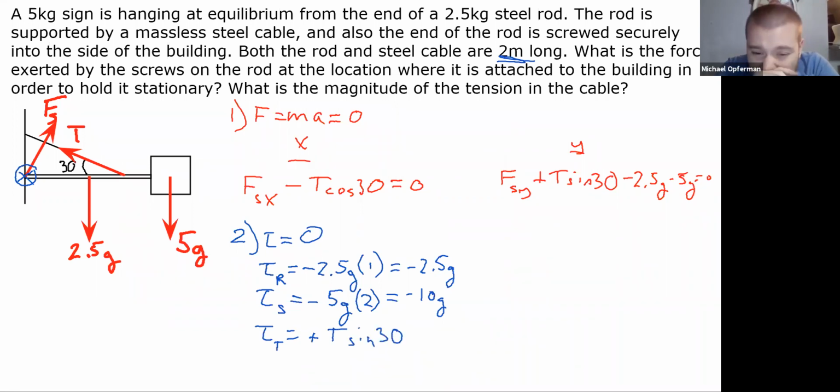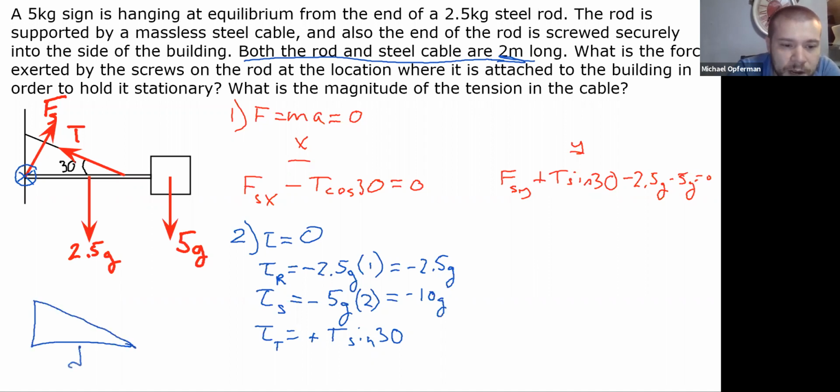And I've hit a little bit of a wrinkle here now because the distance between the axis and the force is not given in this case. But I do know that both the rod and the cable are 2 meters. So I should be able to figure out the distance from the tension force to the wall because I've got a little right triangle here. This is the distance I'm interested in. This is 2 meters here. And this is 30 degrees. So D should be 2 meters times cosine of 30.